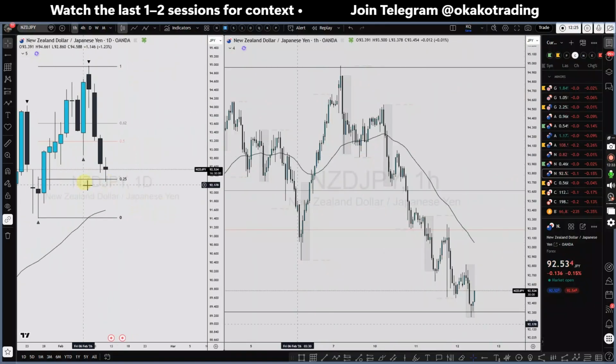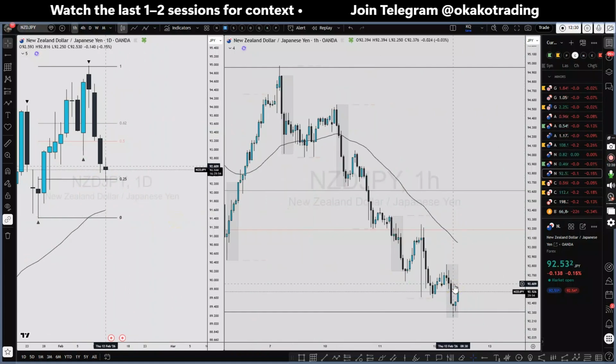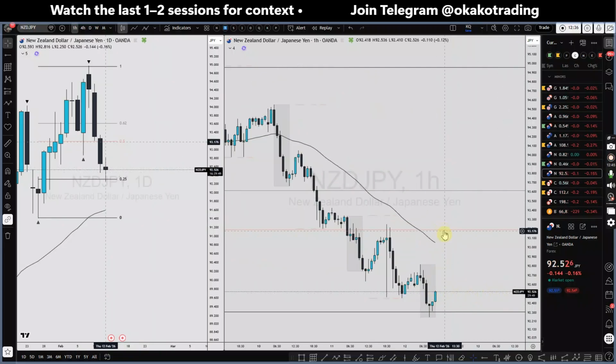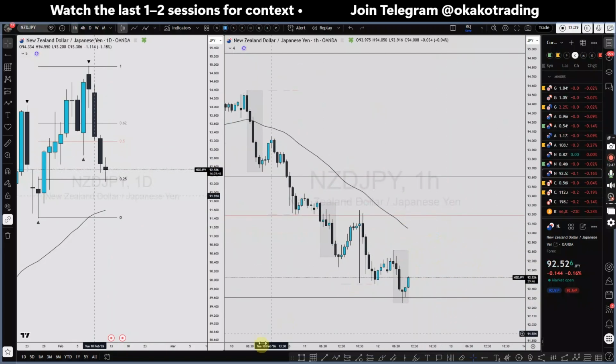Okay, NZD JPY. We're currently in a very discounted price region. We're currently testing the OT, but at the same time, we don't have any clear setup yet in NZD JPY. On the 1 hour time frame, I'll be waiting for a breakout structure to the upside so that I can start looking for longs. Something like this. I'll be waiting for something like this.